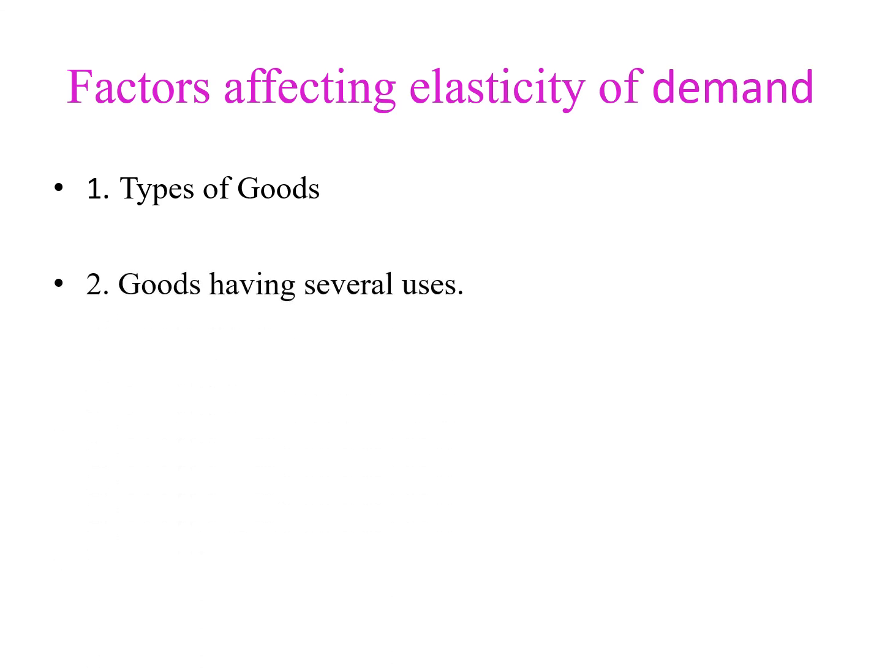Then next is goods having several uses. The demand for those goods which can be put to several uses is elastic. For example, electricity: when it is cheap, it can be put to uses like cooking, apart from the regular use in the production of industrial goods, transport, lighting, etc. In case it becomes dearer, its use is limited and demand automatically declines.